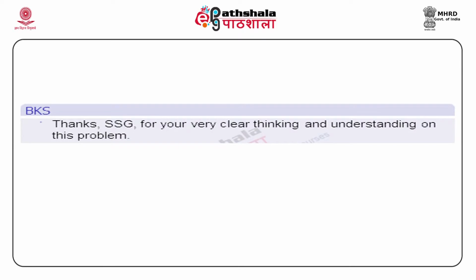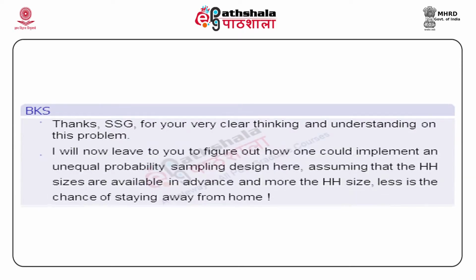So, thank you for your very clear understanding and thinking about this problem. I will now leave it to you to figure out how one could implement an unequal probability sampling design. So far, we talked about simple random sampling without replacement. What if there is an unequal probability sampling design, assuming that the household size is available in advance? I know for each of these households in the community, I know what is the household size.